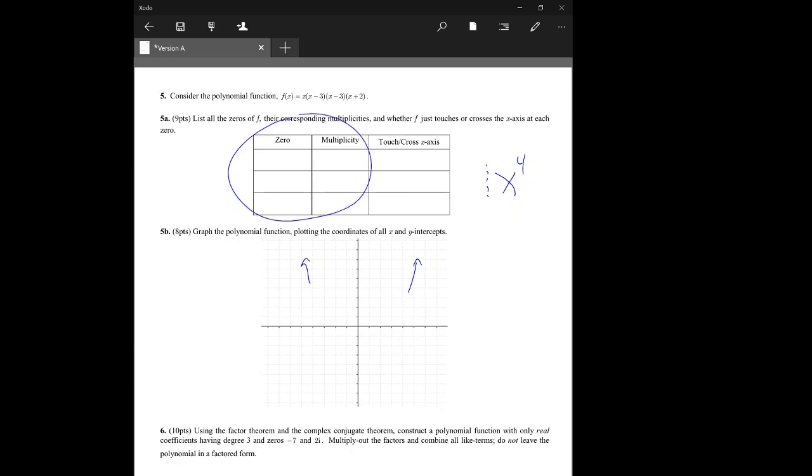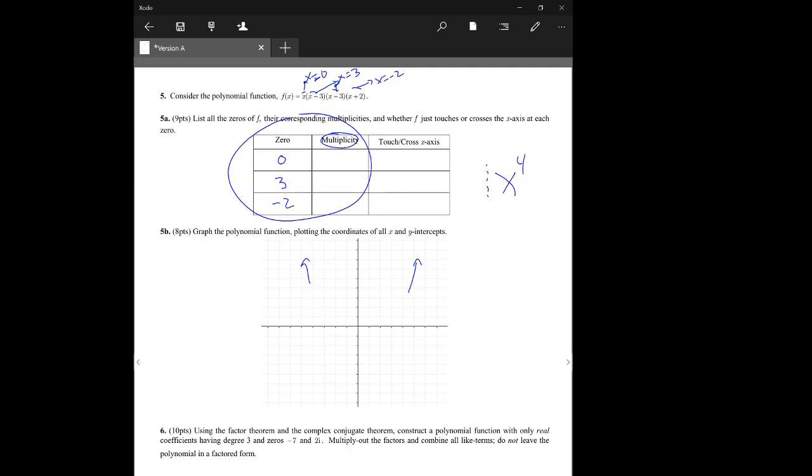This whole table is about x-intercepts, that's what zeros means. So if I look at this function, each of these pieces in here is going to give me a 0. This will give me x equals 0. This will give me x equals 3, and so will this one. And this one will give me x equals negative 2. So down here in this table, I've got a 0 at 0, a 0 at 3, and a 0 at negative 2.